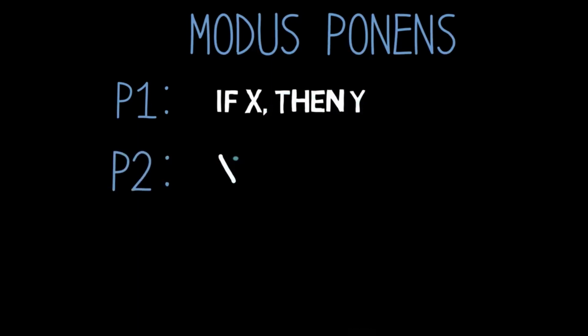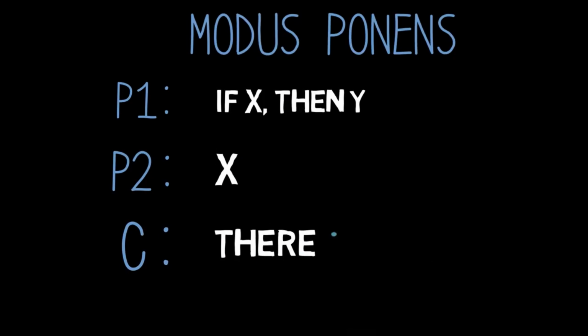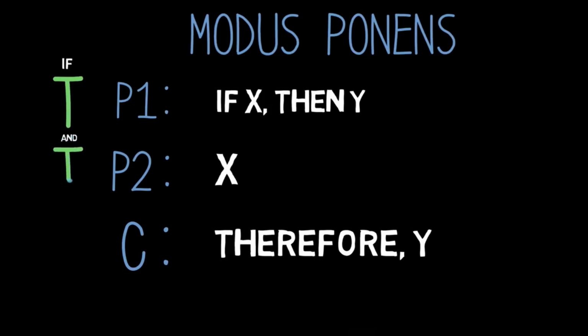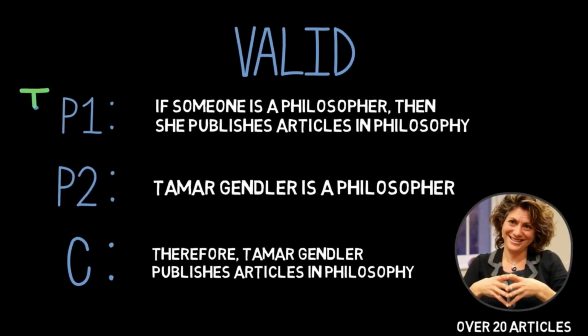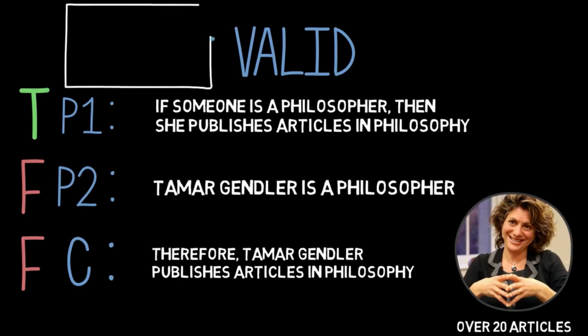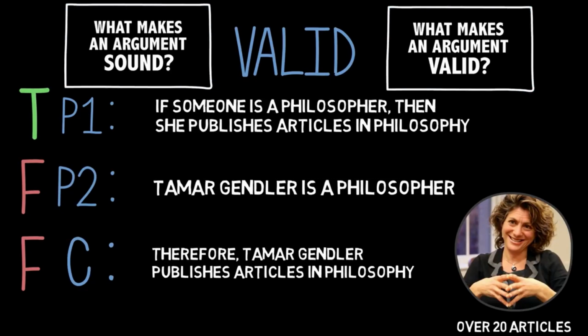This form of argument is called modus ponens, and it can be represented as the following. Premise 1, if X, then Y. Premise 2, X. Conclusion, therefore, Y. And this is a valid argument form. The conclusion necessarily follows from the premises. Remember though, this valid form does not mean that the premises are true. It would still be a valid argument if Tamar Gendler had decided to become a train conductor, for instance, instead of a philosopher. See the videos on soundness and validity if you have questions about this.